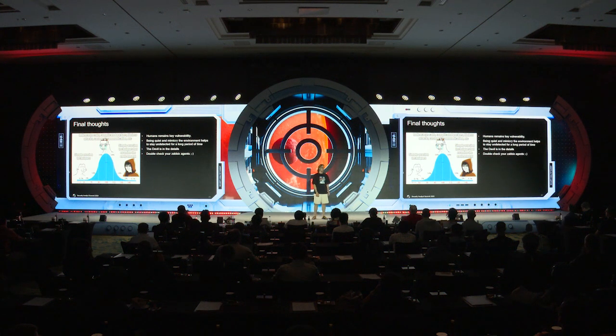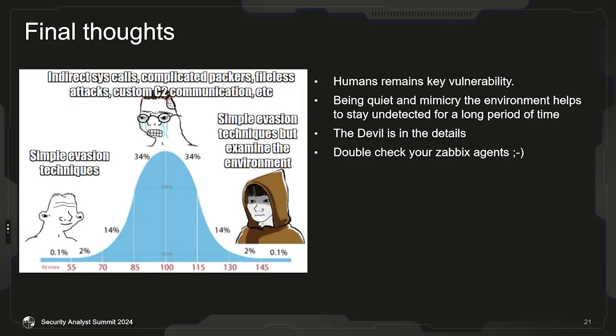To conclude, I'd like to highlight some obvious points. First, humans remain the main vulnerability. In all cases, stealthy activity was directed towards cybersecurity specialists, not average users or security products. And of course, double check your Zabbix agents.